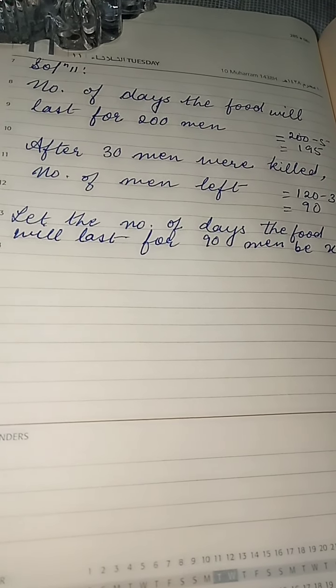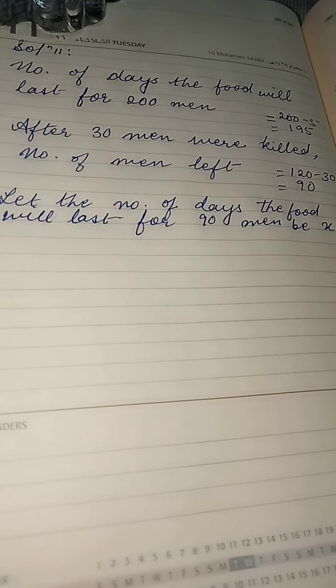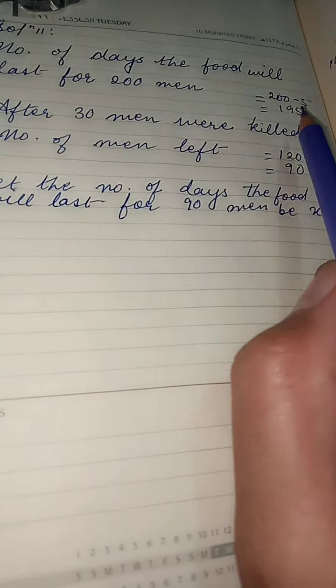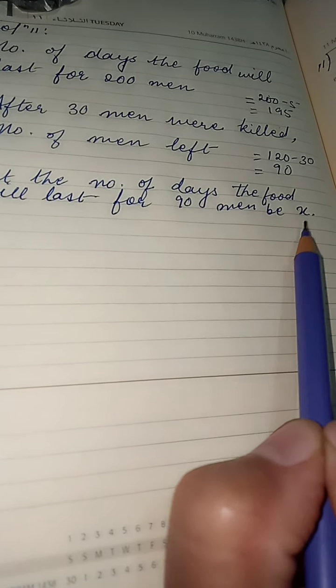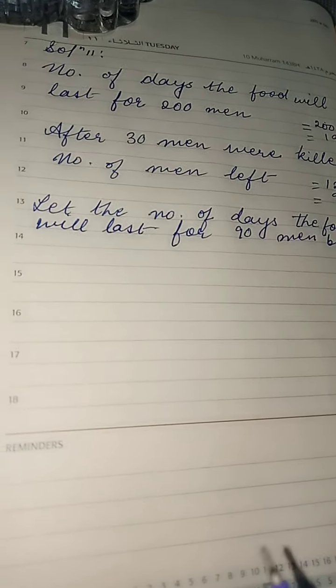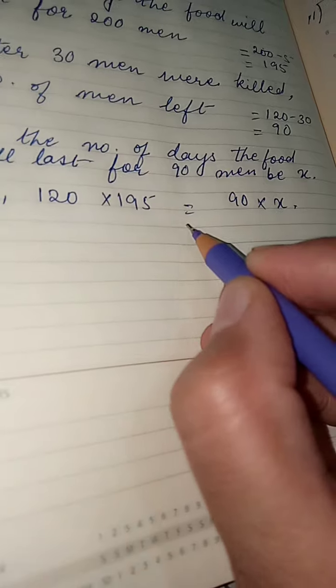Now, if you remember, this is a question of direct inverse variation. So what we do, we simply multiply. For example, here 200 into 120, and here there are 90 men and x number of days, so 90 into x. These two will be equal. So we'll write according to the question. Correct. Now we'll make x the subject.